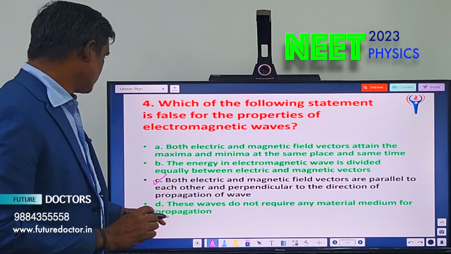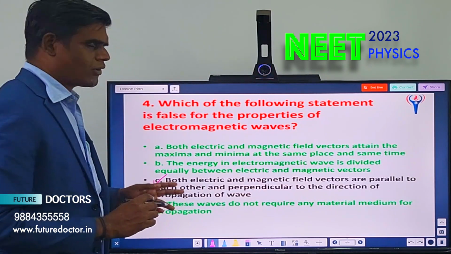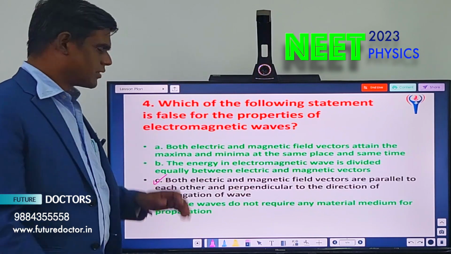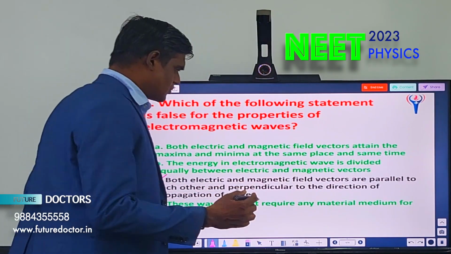That is correct. And option D, these waves do not require any material medium for propagation. That's why we also call it an electromagnetic wave or non-mechanical wave. So option C only is wrong. Let's move to question number 5.